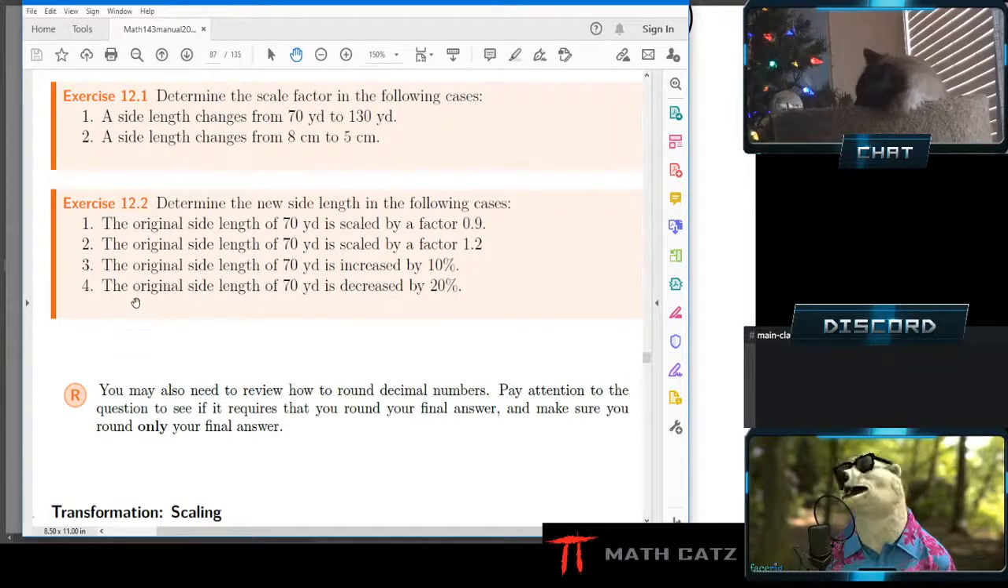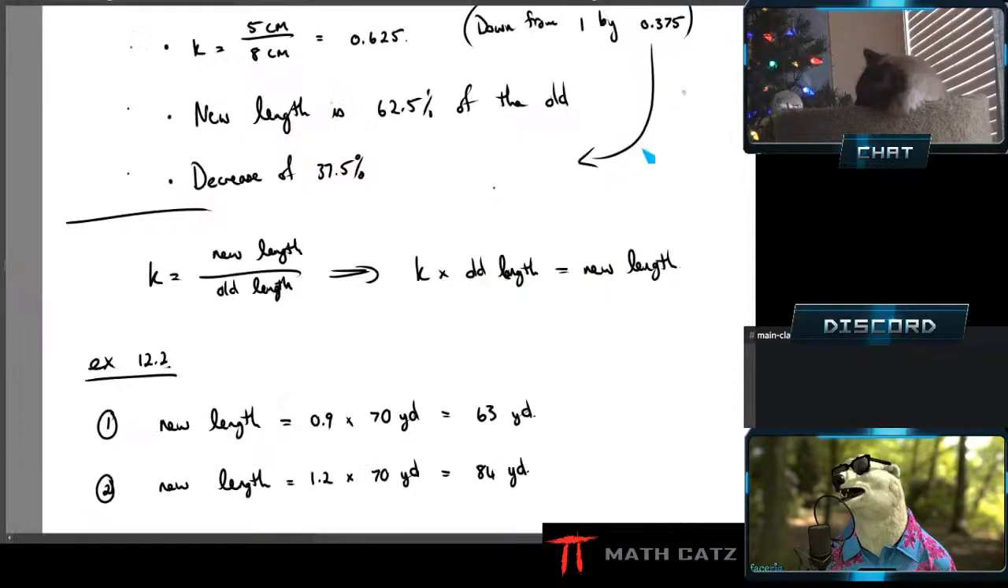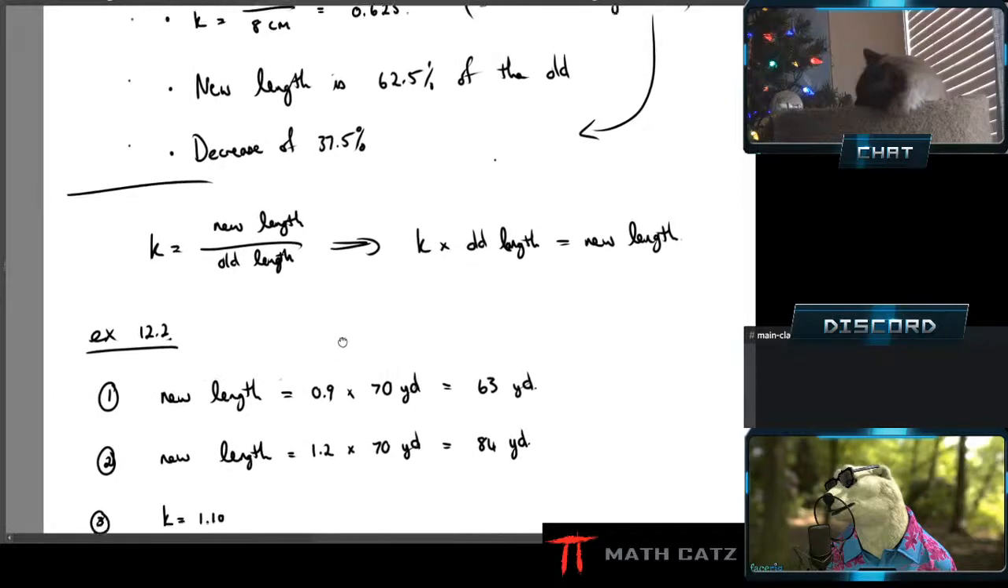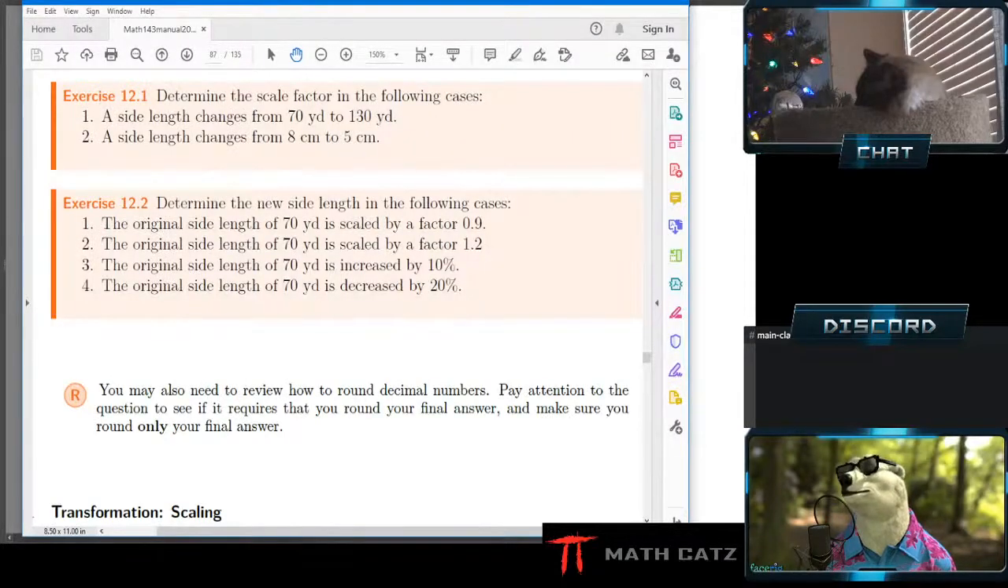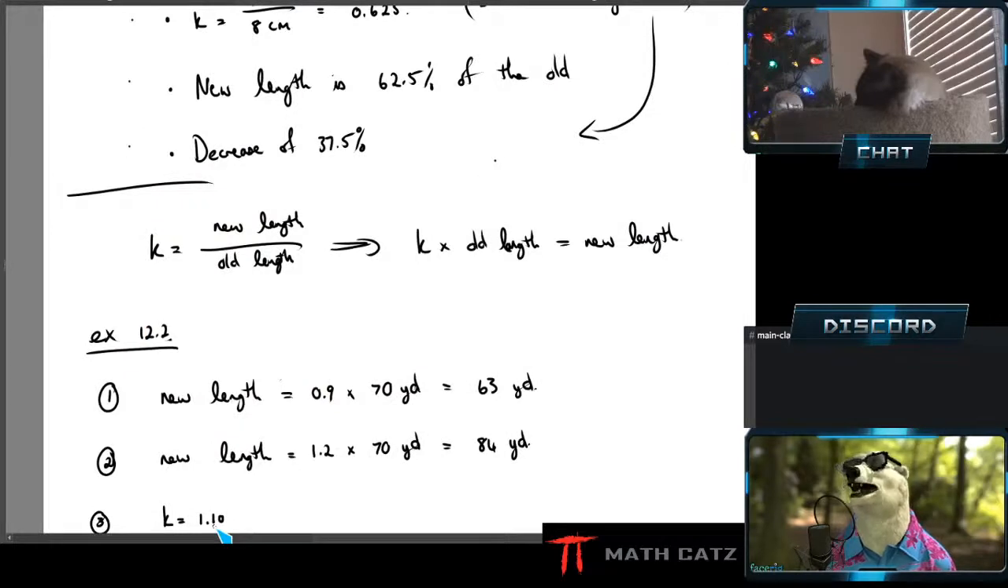But they could give me the information as a percentage. Still very similar. The original side length in number 3 of 70 yards is increased by 10%. So then I have to think, well, I have to now make the scale factor. It's an increase, so I'm going to go above 1 by the decimal version of the percentage change, which was 10%. So above 1 by 0.1, or 0.10. I then use that scale factor and apply it to the old original length.